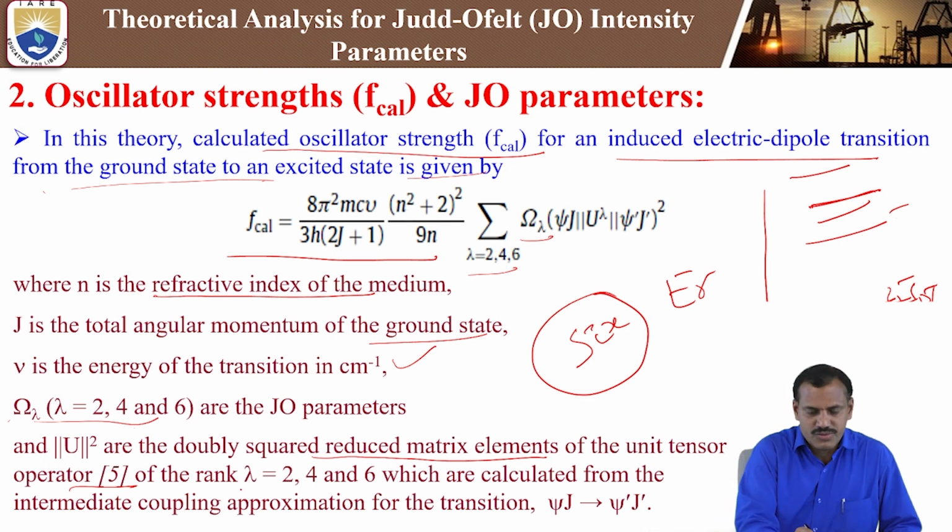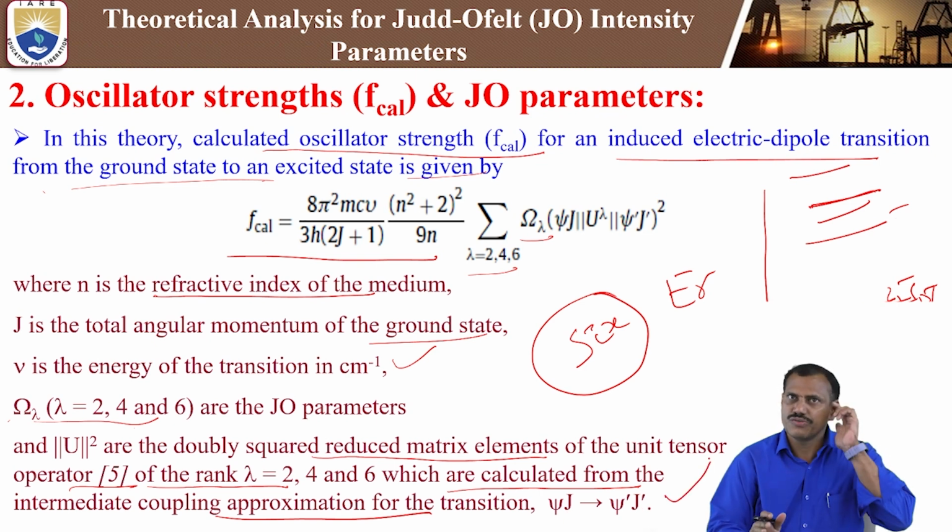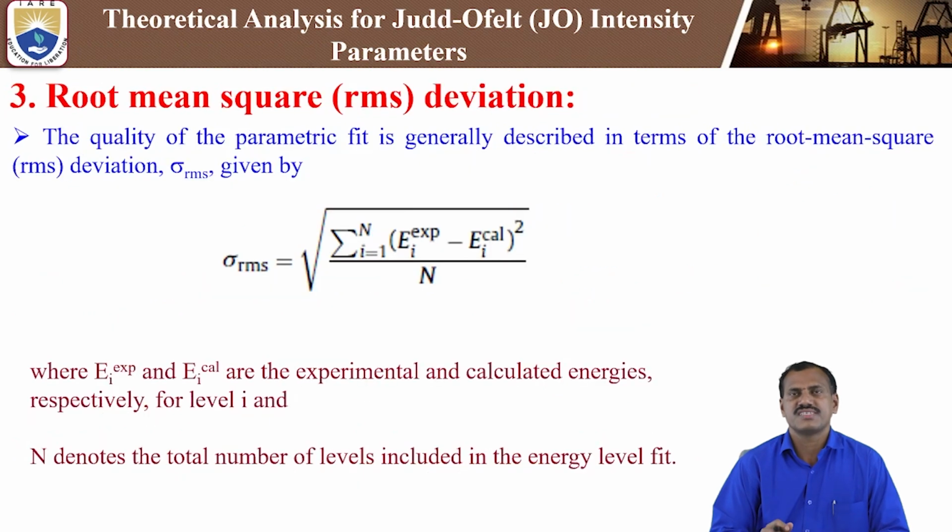These are the doubly reduced matrix elements for λ equal to 2, 4, 6, which are calculated from the intermediate coupling approximation for the transition from ground state to excited state, ψJ to ψ'J'. This is ground state to excited state. So we need to calculate this by using the oscillator strength values.